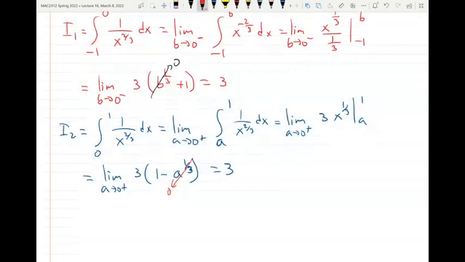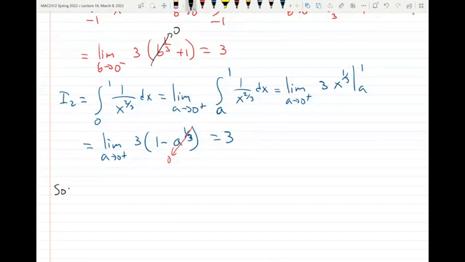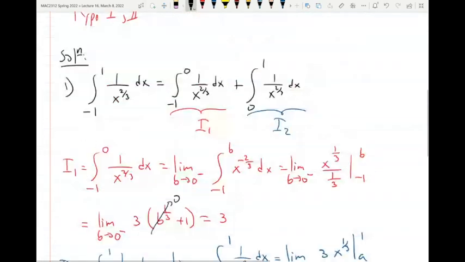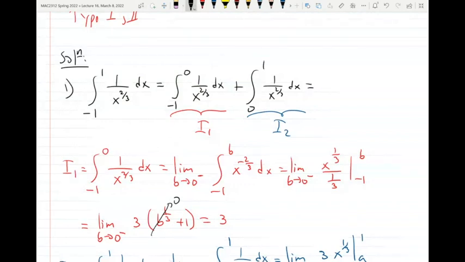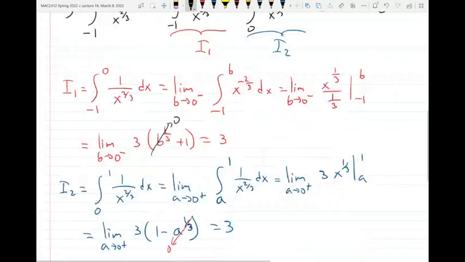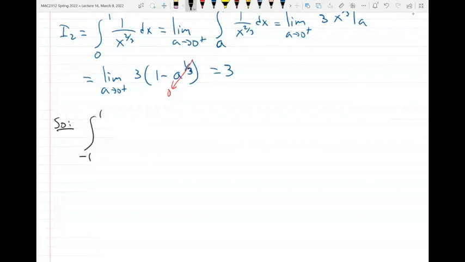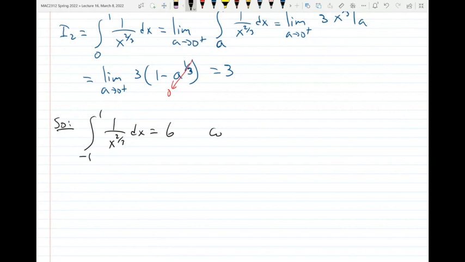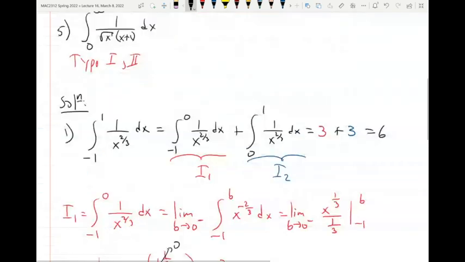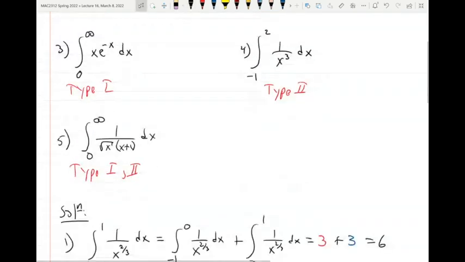So this one right here is going to be equal to, the first one is 3, the other one is 3, so equals 6, okay? So this one right here equals 6, and then we say that it converges. Okay? Questions on that one? All right, so let's take a look at the second one.